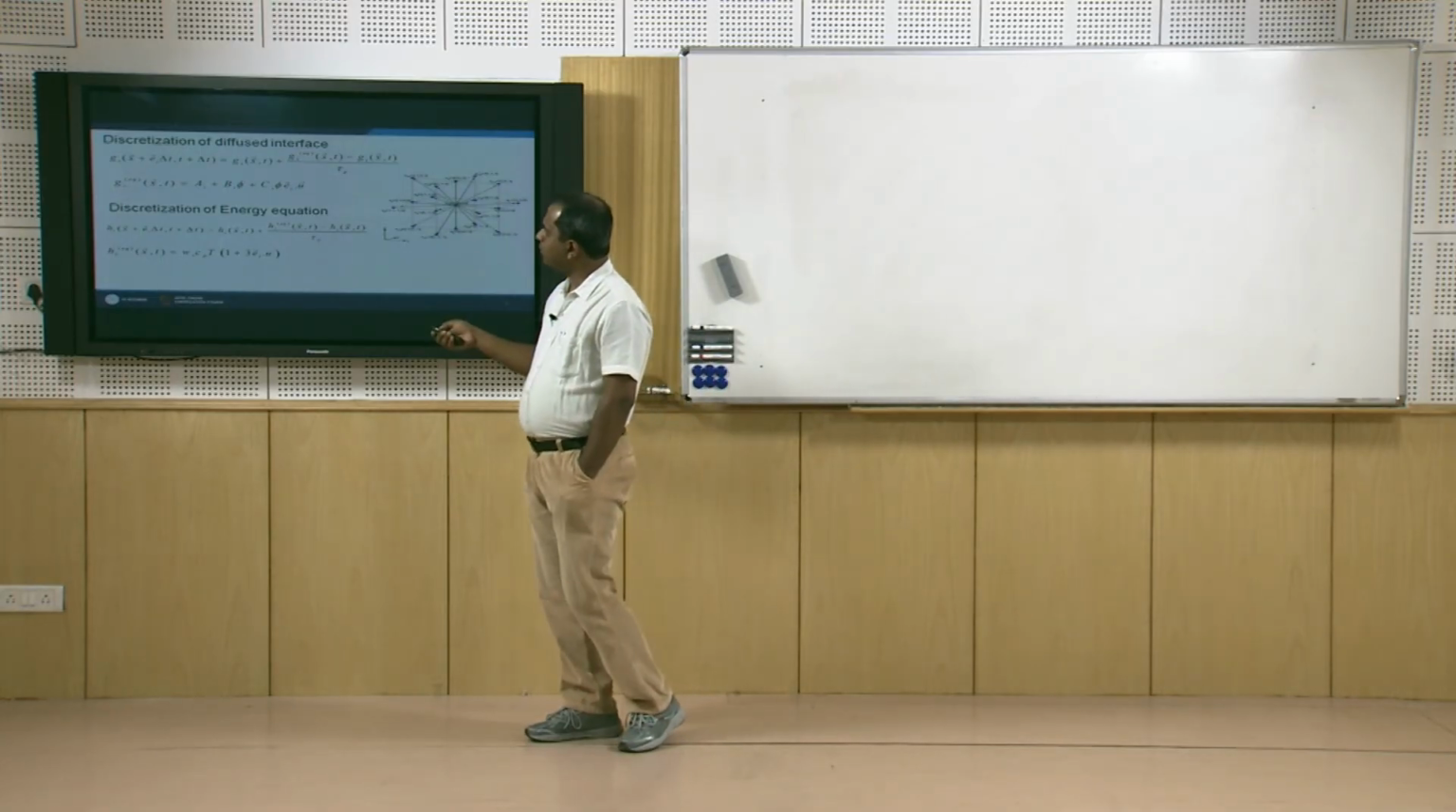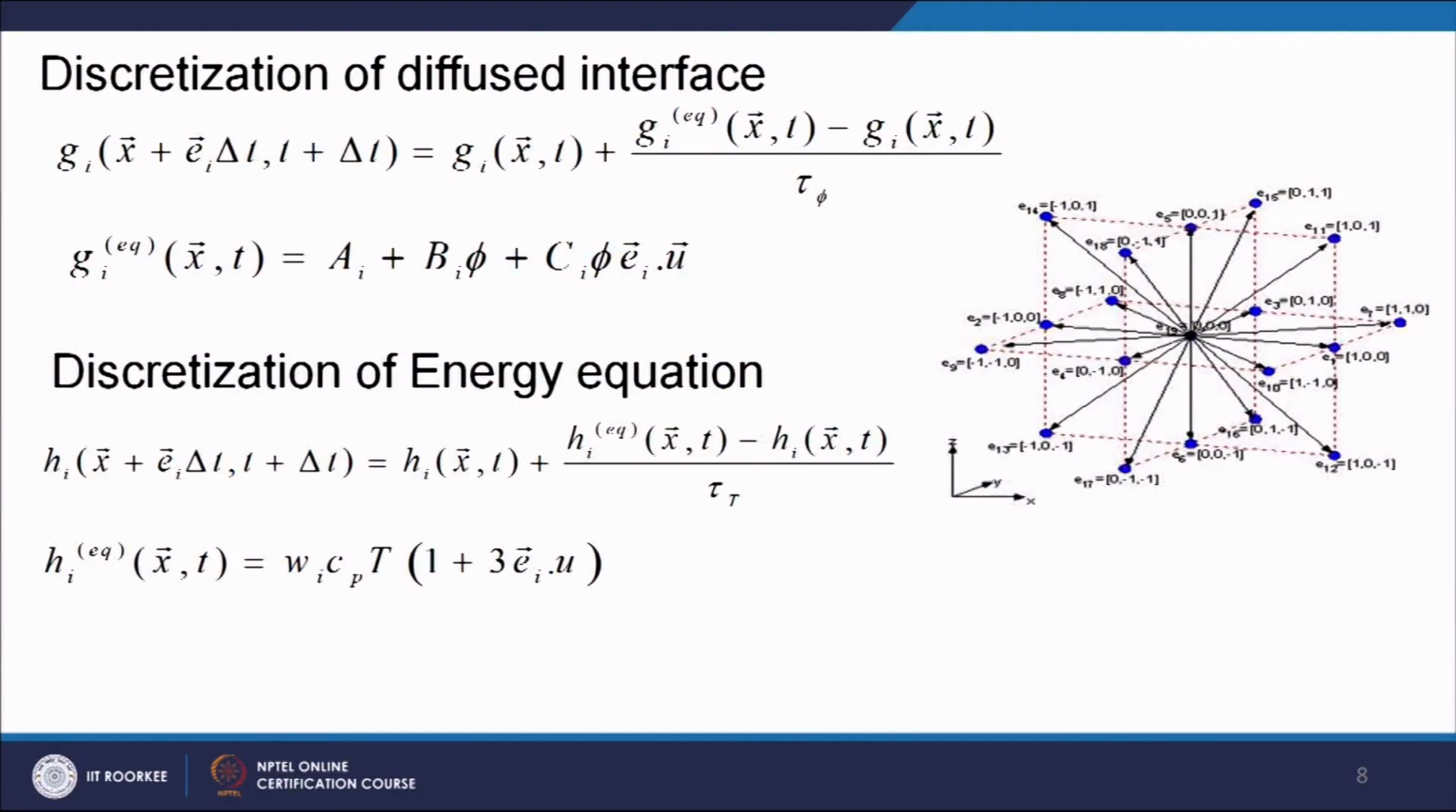So, here also, what is the value of G equilibrium, I have shown you over here. These are dependent on lots of empirical values Ai, Bi and Ci. Those can be found once you go for a detailed description of the lattice Boltzmann equation. Here I have not described all those issues. Similarly, you can find the discretized equation for H.